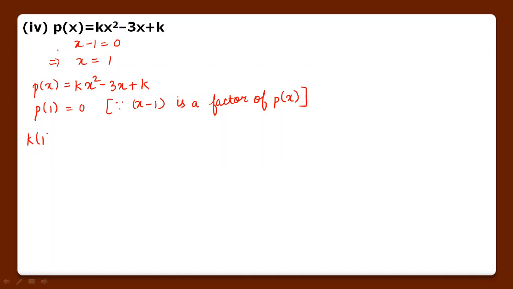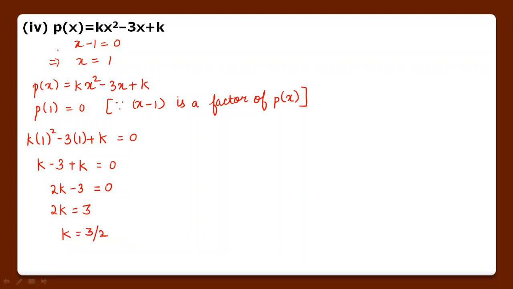K into 1 square minus 3 into 1 plus k equals to 0. K into 1 square is k, minus 3 into 1 minus 3 plus k equals to 0. Plus k, 2k minus 3 equals to 0. माइनस का 3 है, राइट हैंड साइड पे प्लस 3, k equals to 3/2 is the answer. So in this way these questions are done.